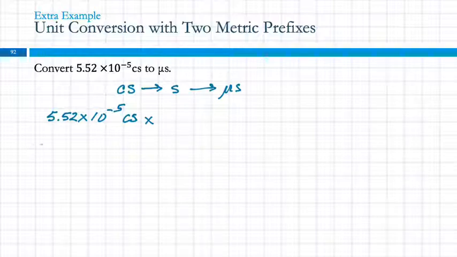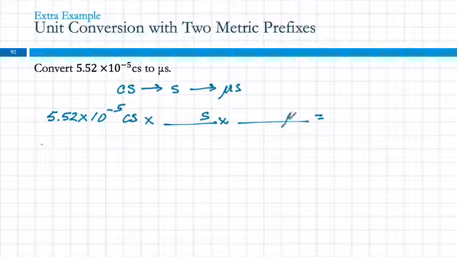Okay, 5.52 times 10 to the minus 5 centiseconds. This one's going to have 2 fractions. I made a path. I'm going to just follow the path. Centiseconds, seconds, microseconds. I want to get rid of centiseconds from the first term, and so those are going to cancel out, and then seconds are going to cancel out.